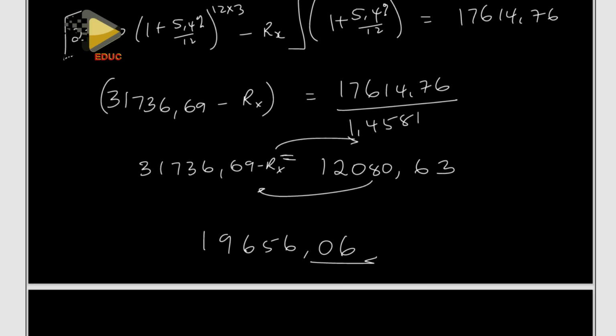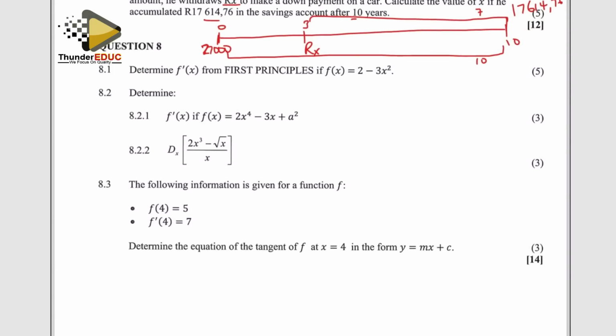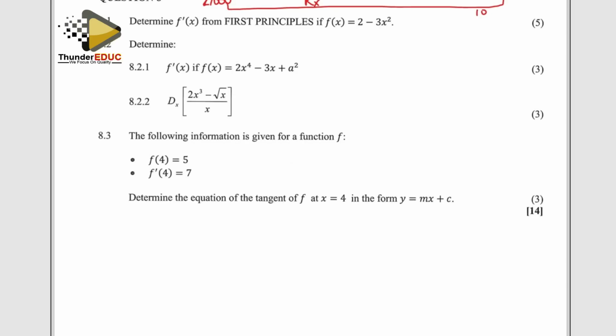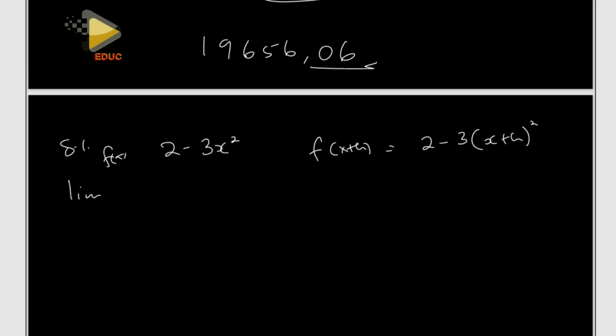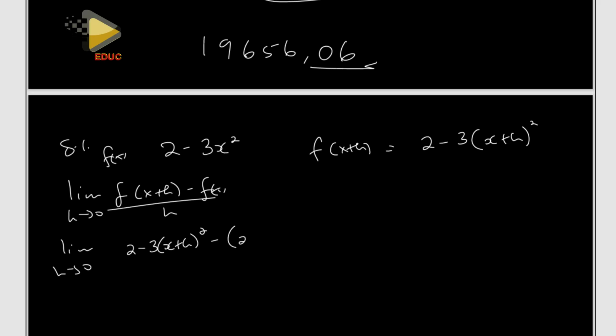Okay, and then question number 8. Determine the first derivative from first principles. 8.1: 2 minus 3x squared. So that is our f of x. We need to determine our f of x plus h, which is going to be 2 minus 3 into x plus h squared. Go down and take the limit as h tends to 0. This is the formula: f of x plus h minus f of x over h, limit as h tends to 0. I'm going to have 2 minus 3 into x plus h squared minus 2.